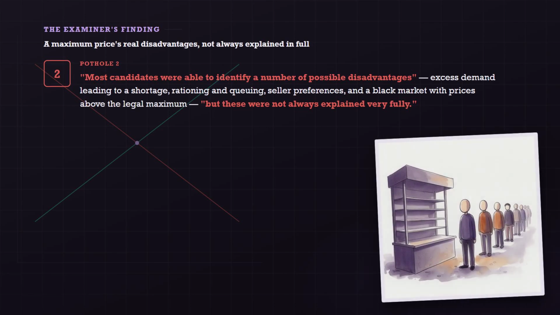Here's a second finding on the real disadvantages of a maximum price for an essential food item. Most candidates were able to identify a number of possible disadvantages: a situation of excess demand leading to a shortage, the existence of rationing and queuing, the establishment of seller preferences, and the emergence of a secondary, informal, or black market with prices well above the maximum price. But these were not always explained very fully.